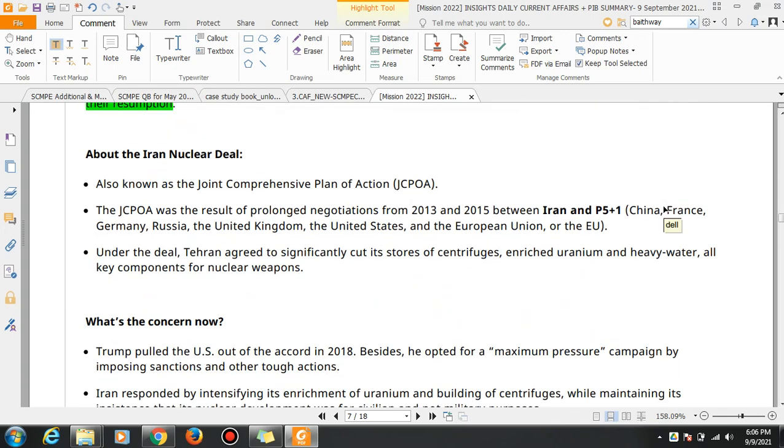Assumptions about the Iran nuclear deal, also known as the Joint Comprehensive Plan of Action. JCPOA was a result of prolonged negotiations from 2013 to 15 between Iran and the P5+1 countries. Under the deal, Tehran agreed to significantly cut its stores of centrifuges, enriched uranium and heavy water, all key components for nuclear weapons.